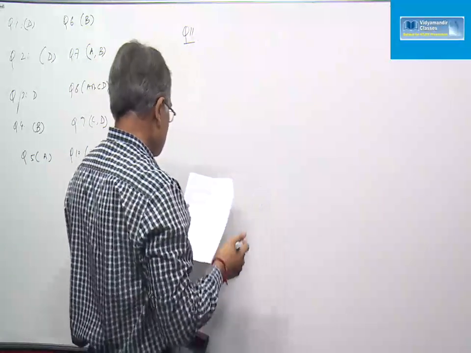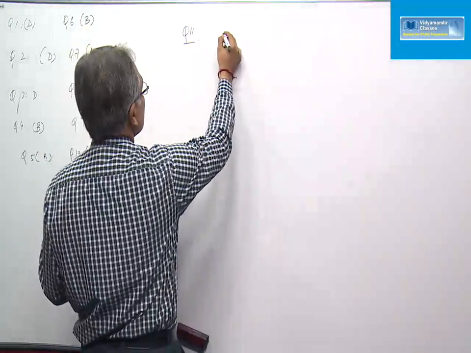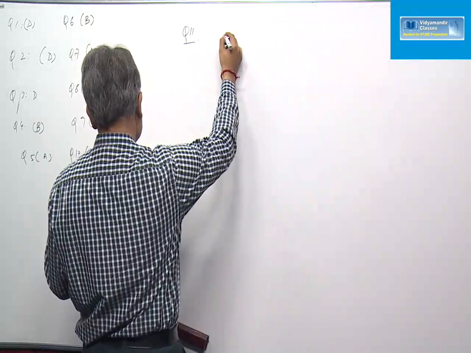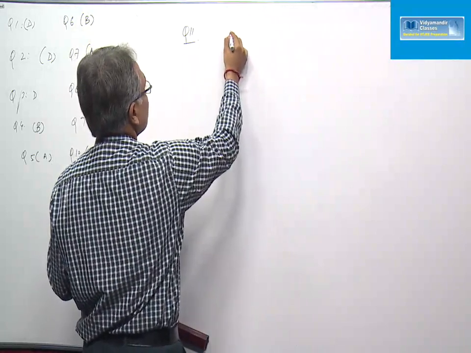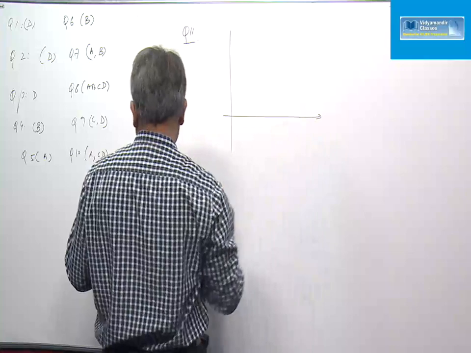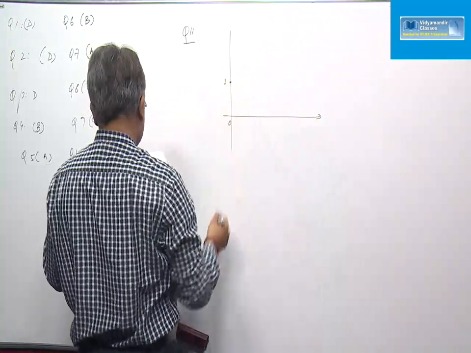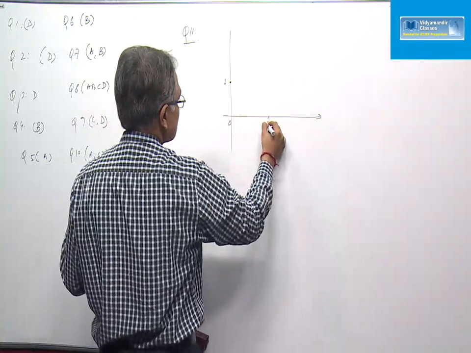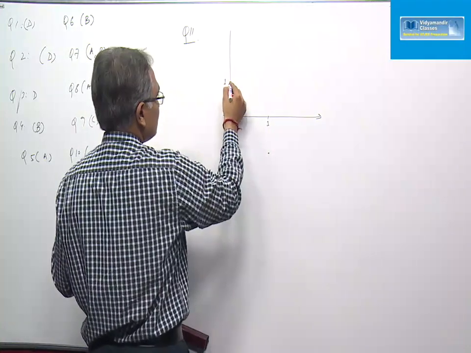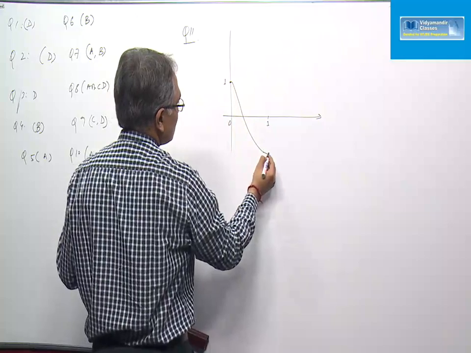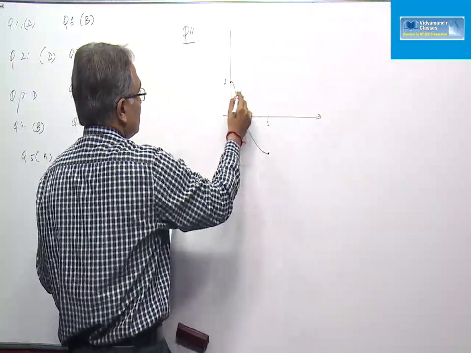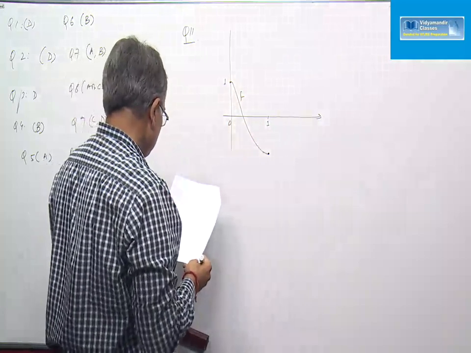It says f(x) is a strictly monotonic differentiable function on 0 to 1. Okay. And further it says f(0) is 1 and f(1) is minus 1. It's a strictly monotonic differentiable function.